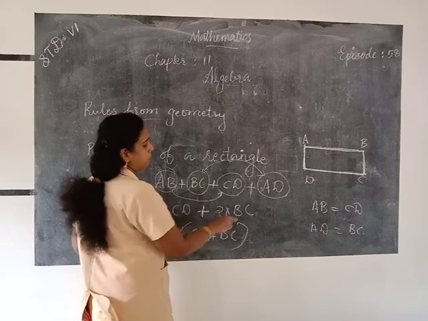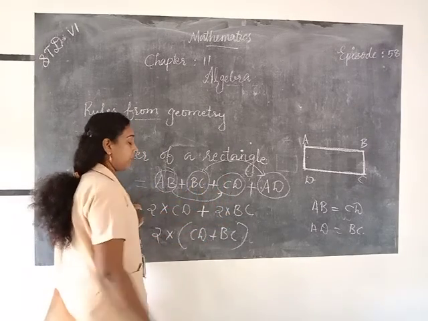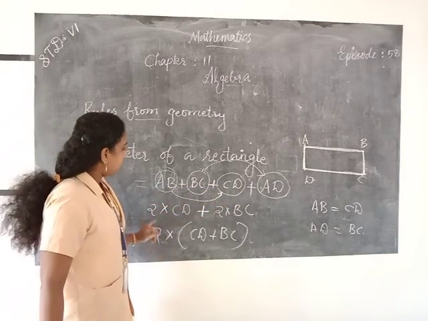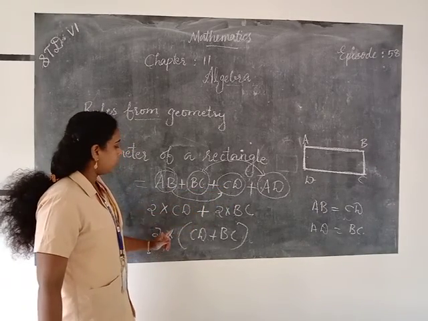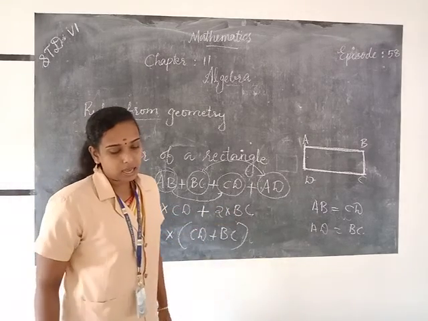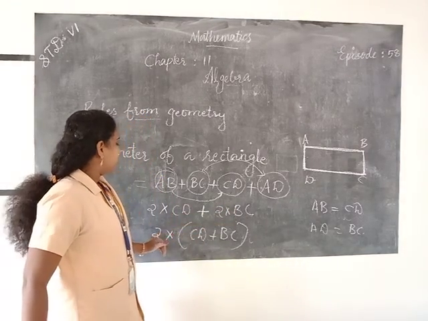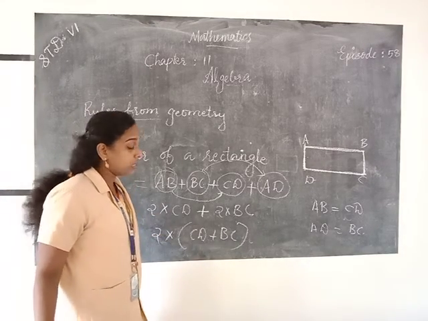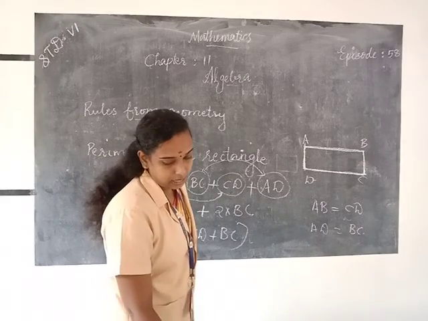So 2 into BC, length of any one side from BC and AD. So here we take 2 as common, then 2 into CD plus BC, then we get the answer, perimeter of a rectangle: 2 into CD plus BC.